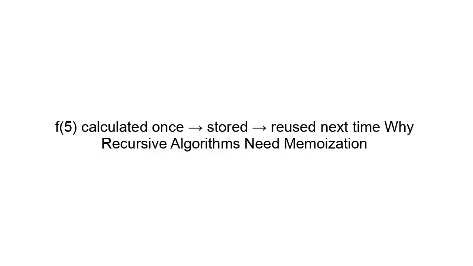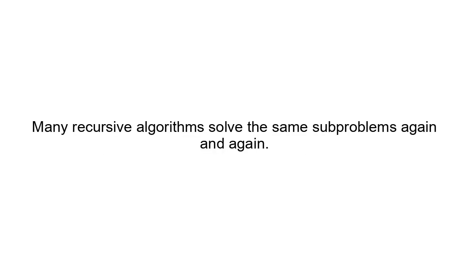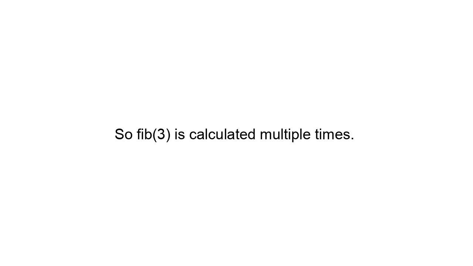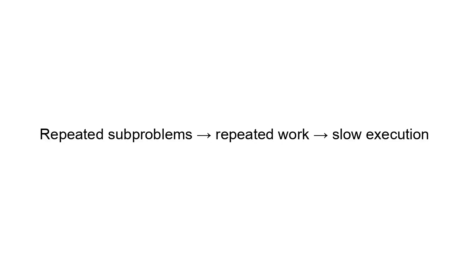Why recursive algorithms need memoization. Many recursive algorithms solve the same subproblems again and again. For example, in Fibonacci, fib(5) calls fib(4) and fib(3), and fib(4) again calls fib(3). So fib(3) is calculated multiple times. Example concept: repeated subproblems means repeated work, means slow execution. Memoization avoids this repetition.